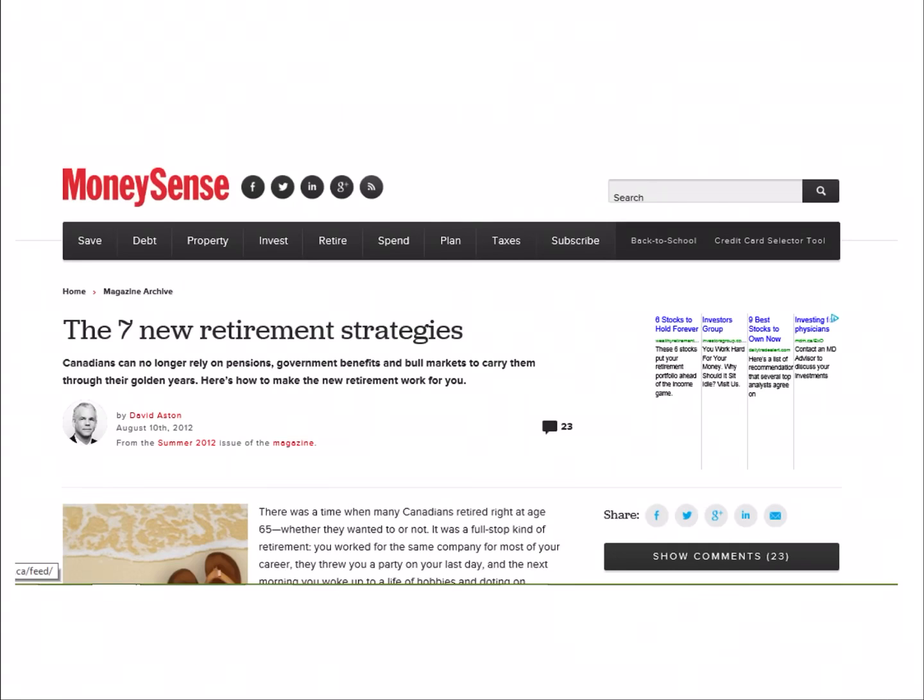When we look at articles like this, the 7 new retirement strategies that we see here, how do we know these strategies are any good for older adults? If you've done the research literacy course, you probably know to question the source. Where is the source? Where is this magazine coming from? Where is this article coming from?